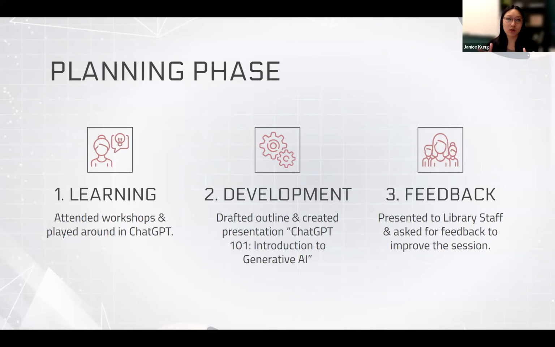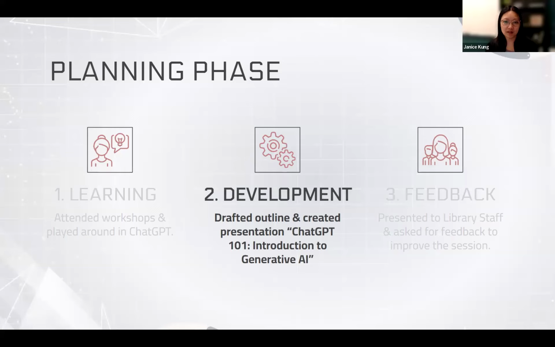After going through these planning phases, I think you're all really interested in the development phase. So I'll spend more time today talking about how I drafted that outline, what information I included in that workshop.